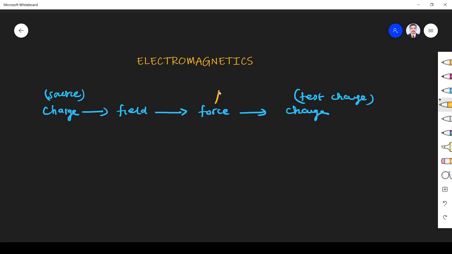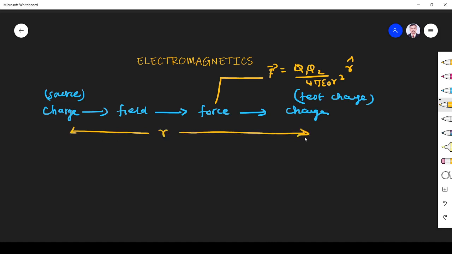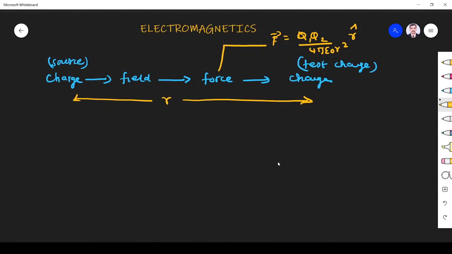So the first thing we study in electromagnetics is Coulomb's law. It gives the force between the two charges, the source and test charge. That is given by F is equal to Q1 Q2 by 4 pi epsilon naught R square R cap, where R is the distance between source charge and test charge. It gives the force.